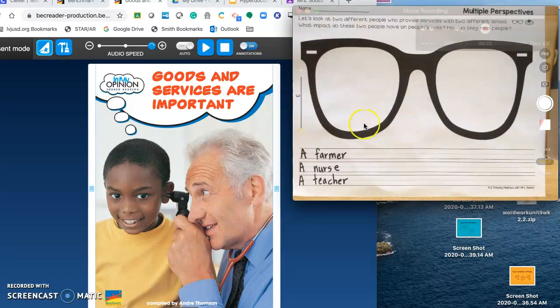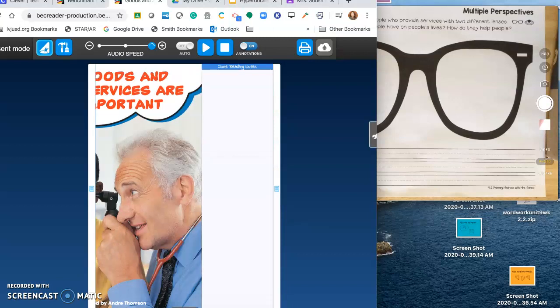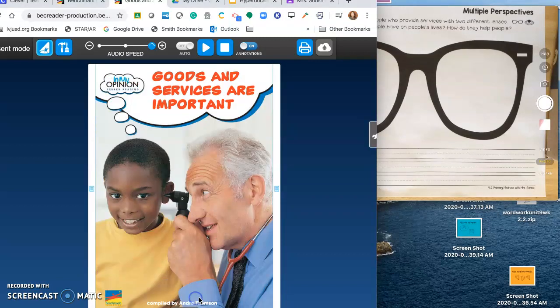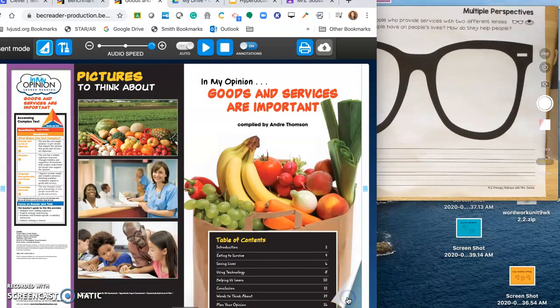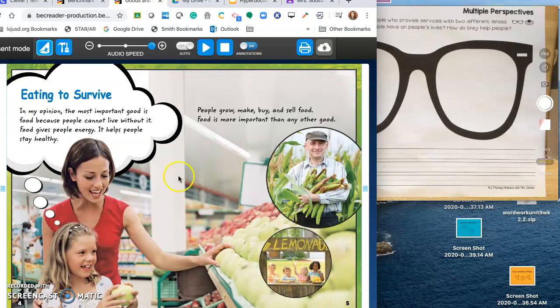I have the text Goods and Services Are Important here, and we are not going to reread the whole thing, but we're going to look at some parts about the service providers in the text. So I'm going to go ahead and open this first page, and we're going to reread this page and talk about the service provider and the people who use his service and how those people are connected.